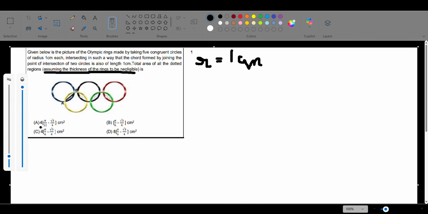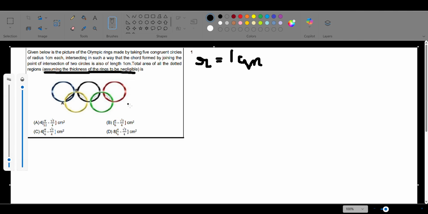So we have the options. The first is 4 pi by 12 minus root 3 by 4 centimeter square. Then your second option is pi by 6 minus root 3 by 4 centimeter square. Then 4 pi by 6 minus root 3 by 4 centimeter square. Then we have 8 pi by 6 minus root 3 by 4.